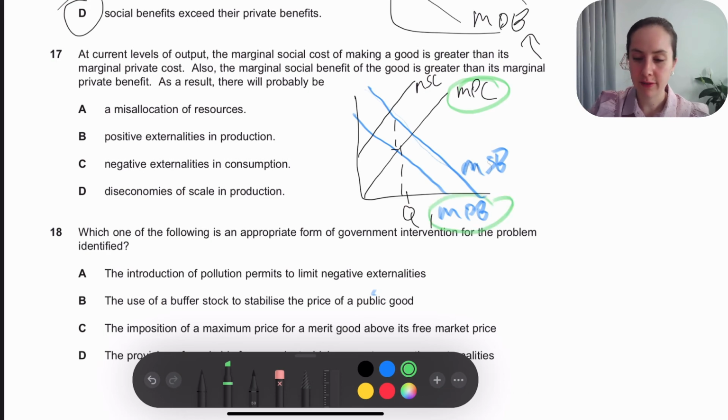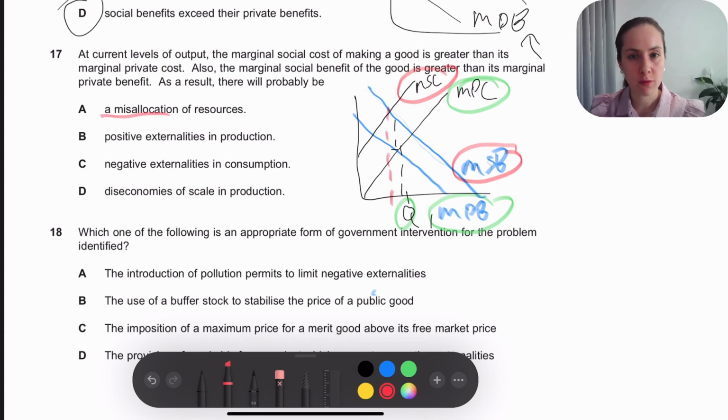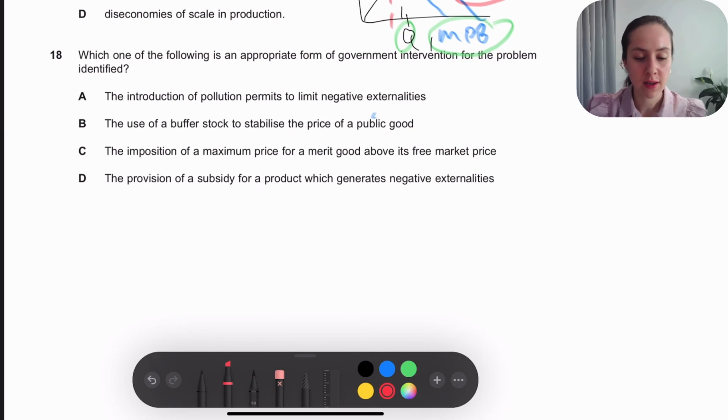Free market selfish, MPC, MPB, and you end up with Q. Society would have loved MSC, MSB. Society would have loved a little bit less quantity, so there's going to be overproduction, which is a misallocation of resources.